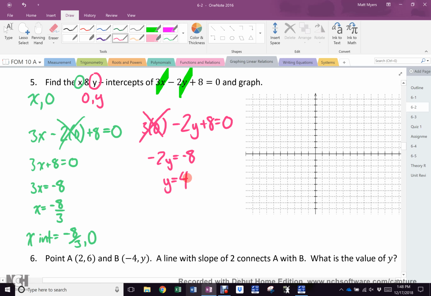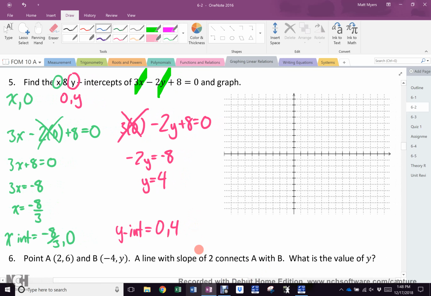Four. What is the y-intercept? (0, 4). Now, let's put it on the graph. Which of those two is a real pain in the behind to put on a graph? The x-intercept. But it doesn't have to be a pain, does it? Because who's in charge of this graph?